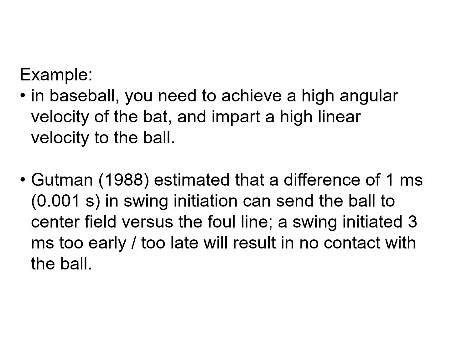So in baseball, you need to achieve a higher angular velocity of the bat and impart a higher linear velocity to the ball. It has been estimated that a difference of 1 millisecond, so that's 0.001 seconds, in swing initiation can send the ball to center field versus the foul line. A swing 3 milliseconds too early or too late would result in no contact with the ball. It would either go to the right or left foul poles.